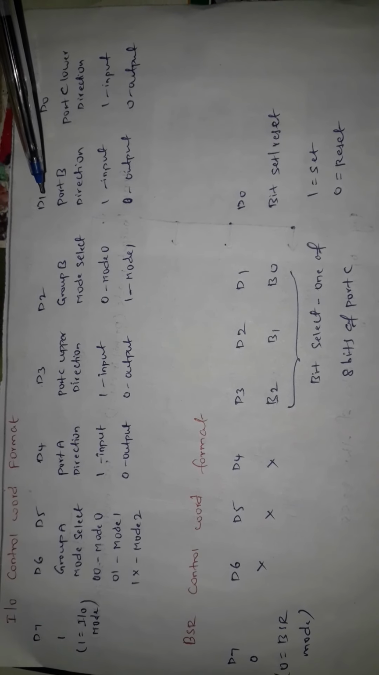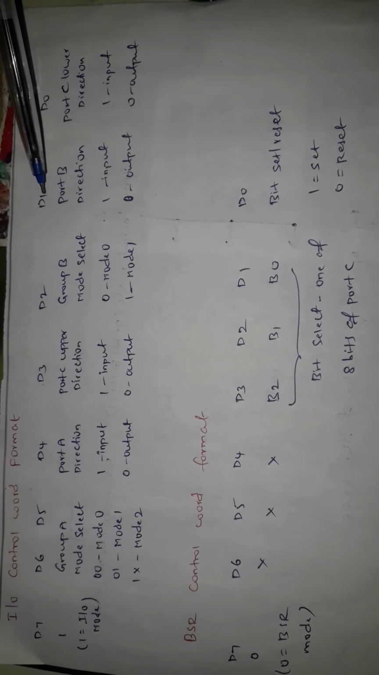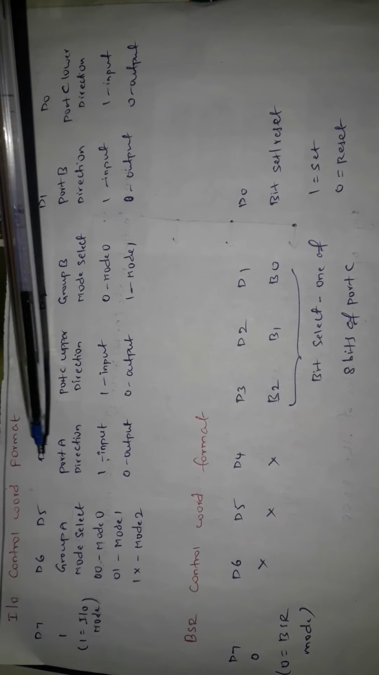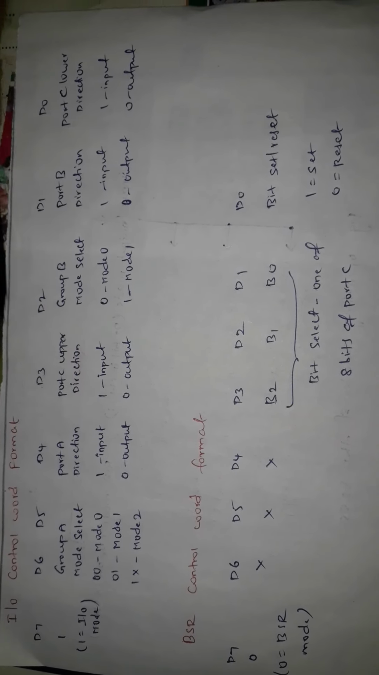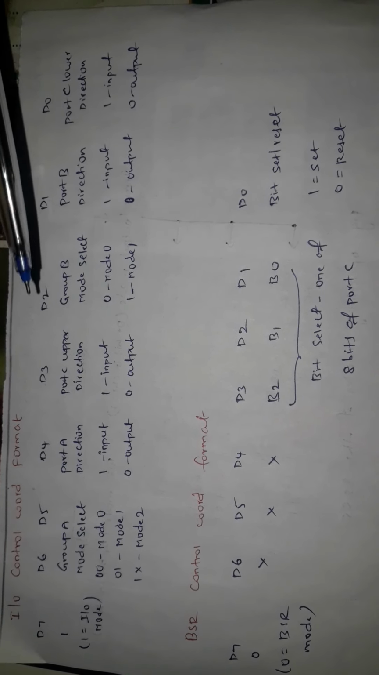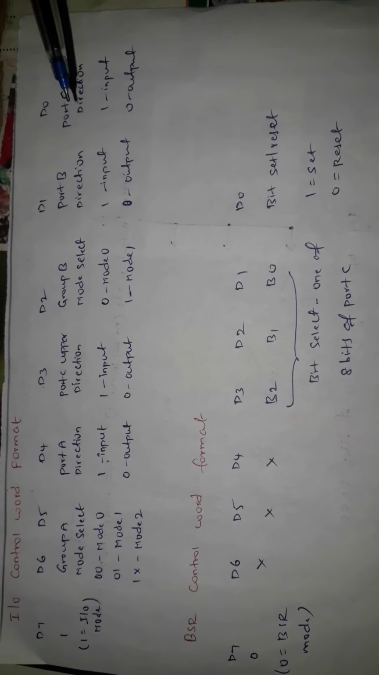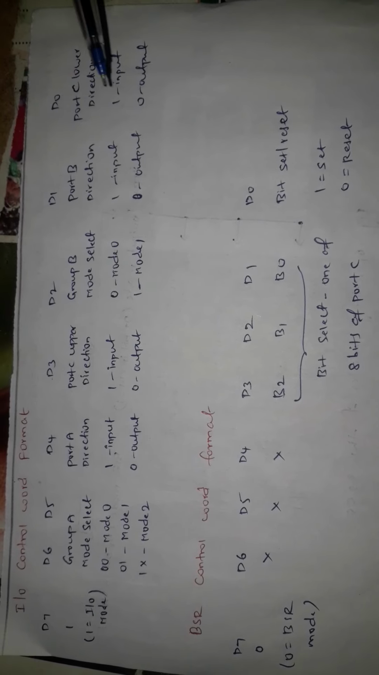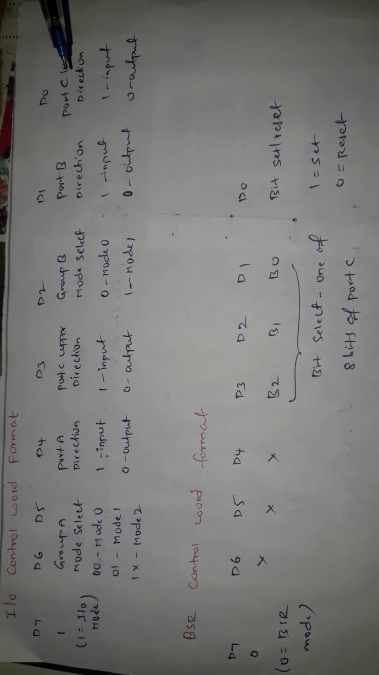Similarly, when the D1 bit is 1, port B direction is set to input. D4 is used to set the port A direction. The D1 bit is used to set the port B direction. Similarly, D3 is used to set the port C upper direction. Port C lower direction is set by using D0. So if the D0 bit is 1, port C lower direction is input, or else if the D0 bit is 0, port C acts as an output port.